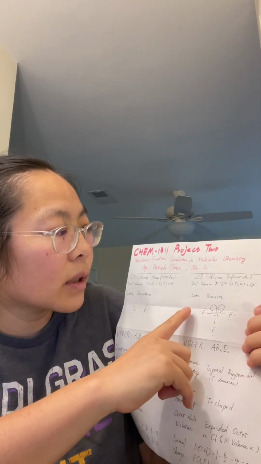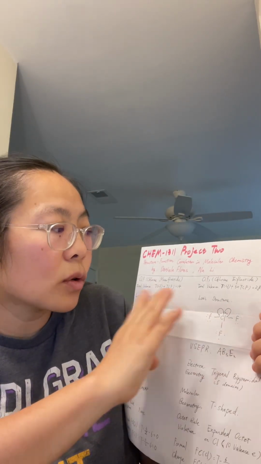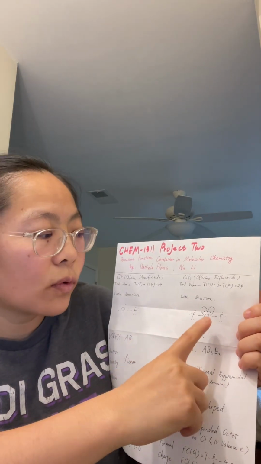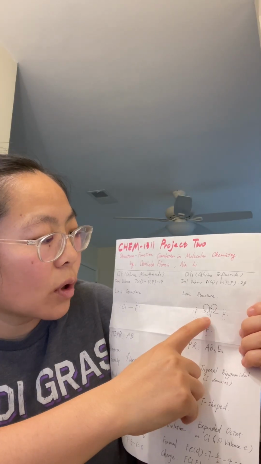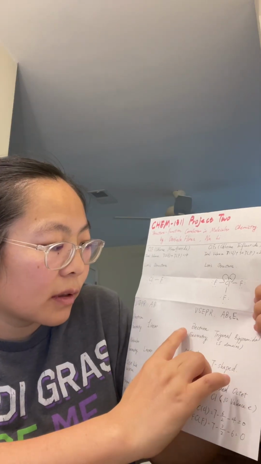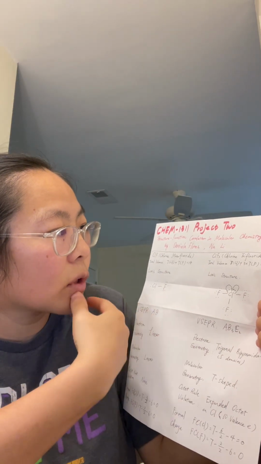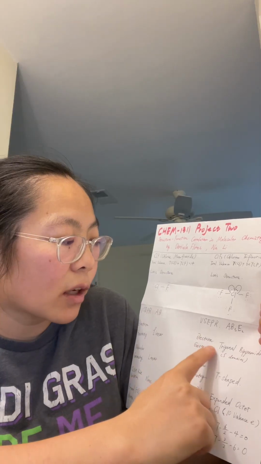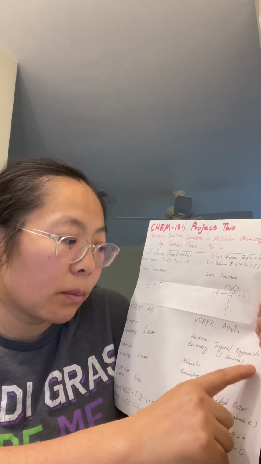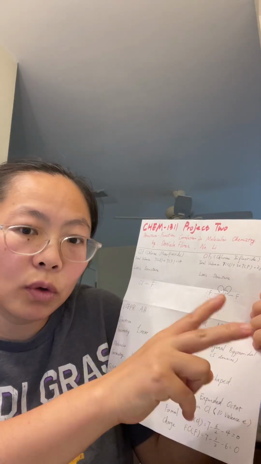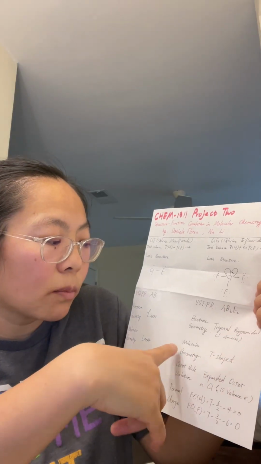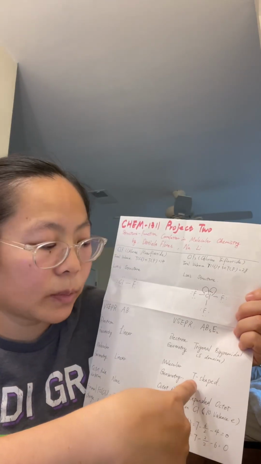For chlorine trifluoride, the total valence electrons is 28, and we can tell from the structure that chlorine has two pairs of free electrons. So for chlorine trifluoride, its electron geometry is trigonal bipyramidal because it has 5 domains, but 2 domains are free electrons. So the molecular geometry is T-shaped.